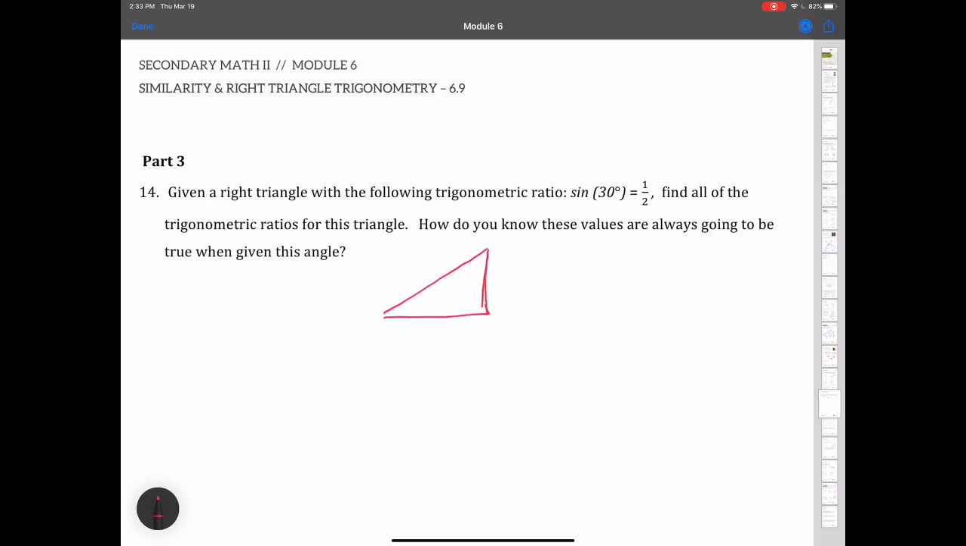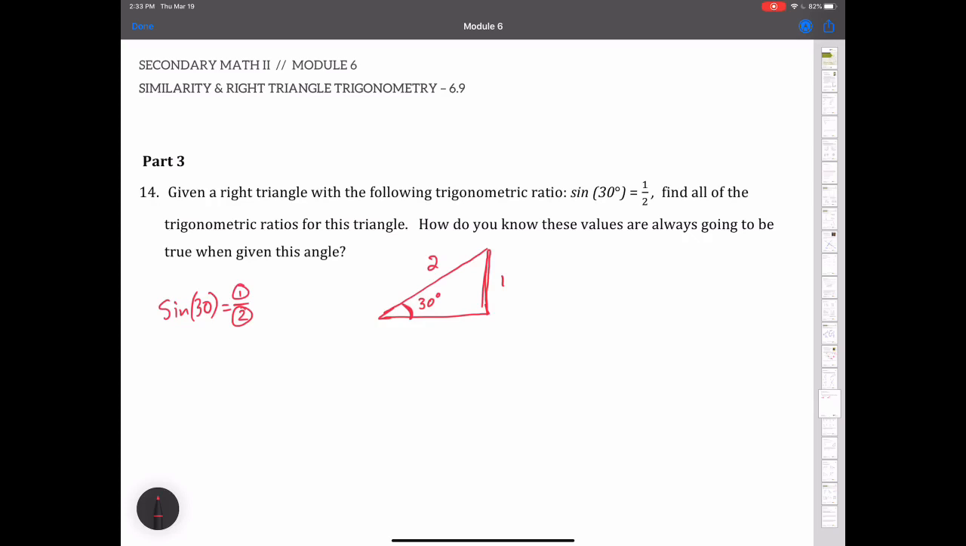All right. What it has told me so far is this is 30 degrees, and I know that sine of 30 is equal to 1/2. Well, if we think back to what our ratios are, sine is opposite over hypotenuse. So I know that the opposite side is 1, while the hypotenuse is 2, because I just saw this opposite over hypotenuse.